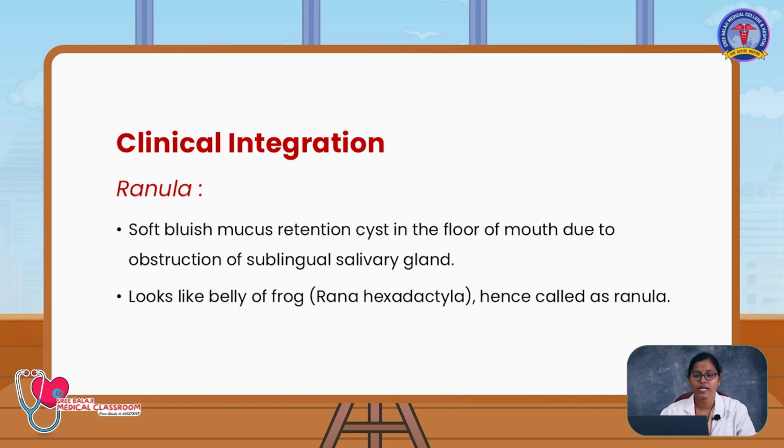So next is the applied aspect. Here is the ranula. It is a soft bluish mucus retention cyst in the floor of the mouth due to obstruction of the sublingual salivary gland. It looks like the belly of a frog, hence called ranula.